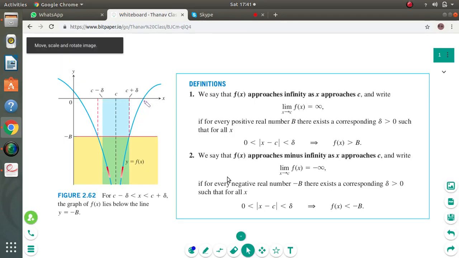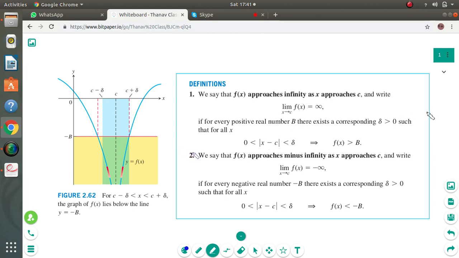Now here we have the definition. This you have already done, I think. Or not done. No, this is not done actually. It says that f(x) approaches infinity as x approaches c, and here we have the limit as x tends to c of f(x) equal to infinity, if for every positive real number b there exists a corresponding delta greater than 0 such that for all x with 0 less than modulus x minus c less than delta, for this domain we get the range as f(x) greater than b.